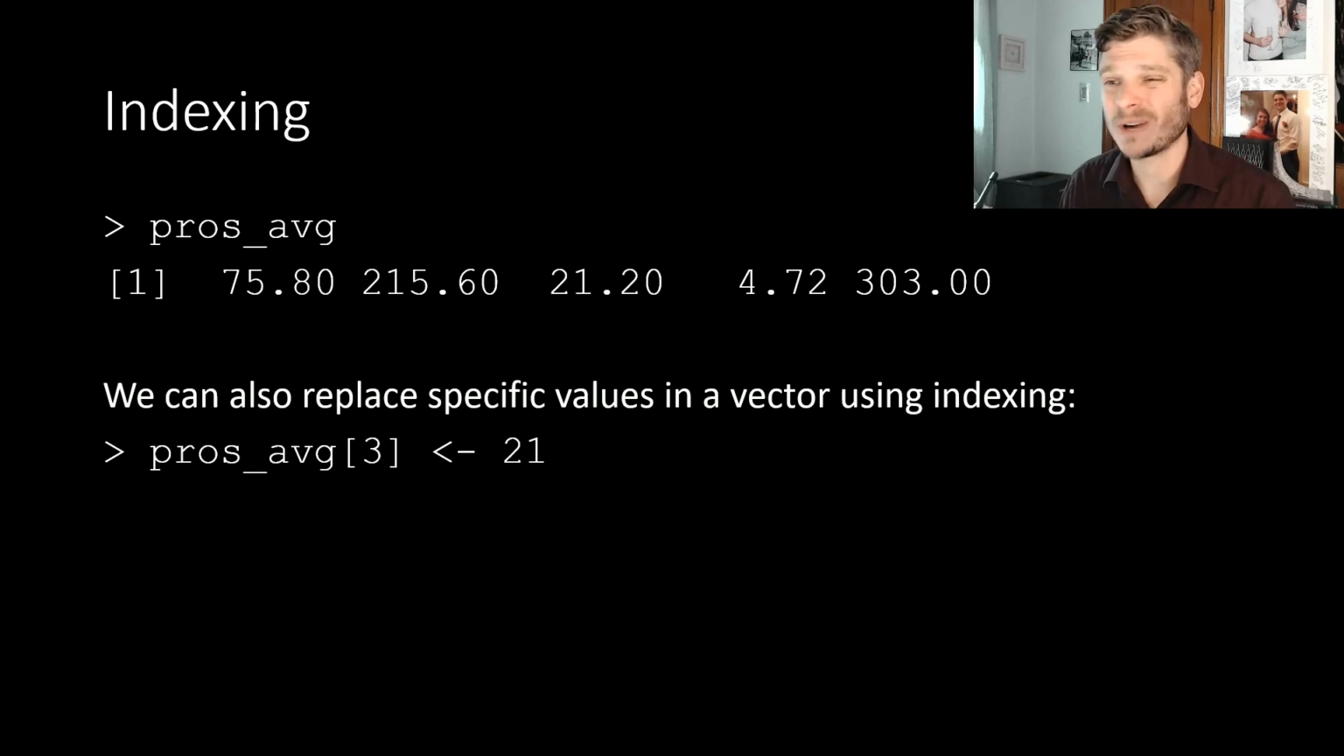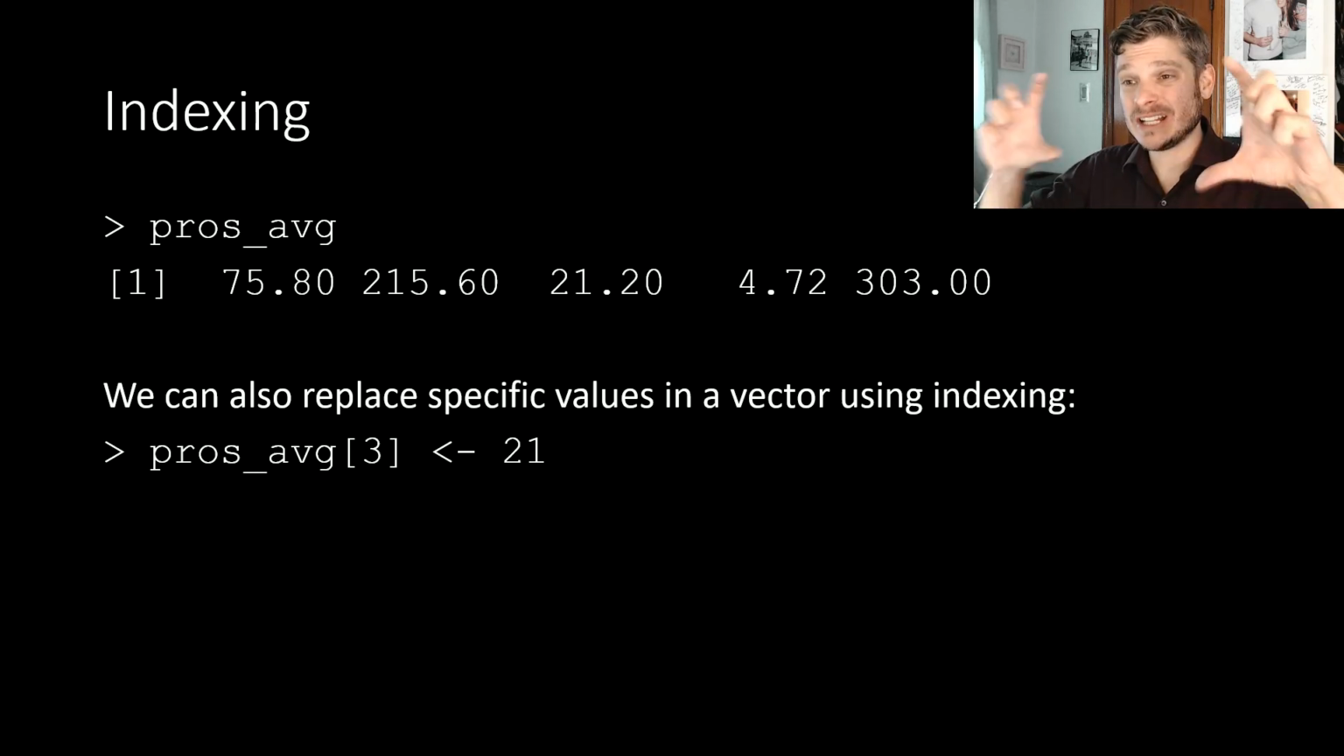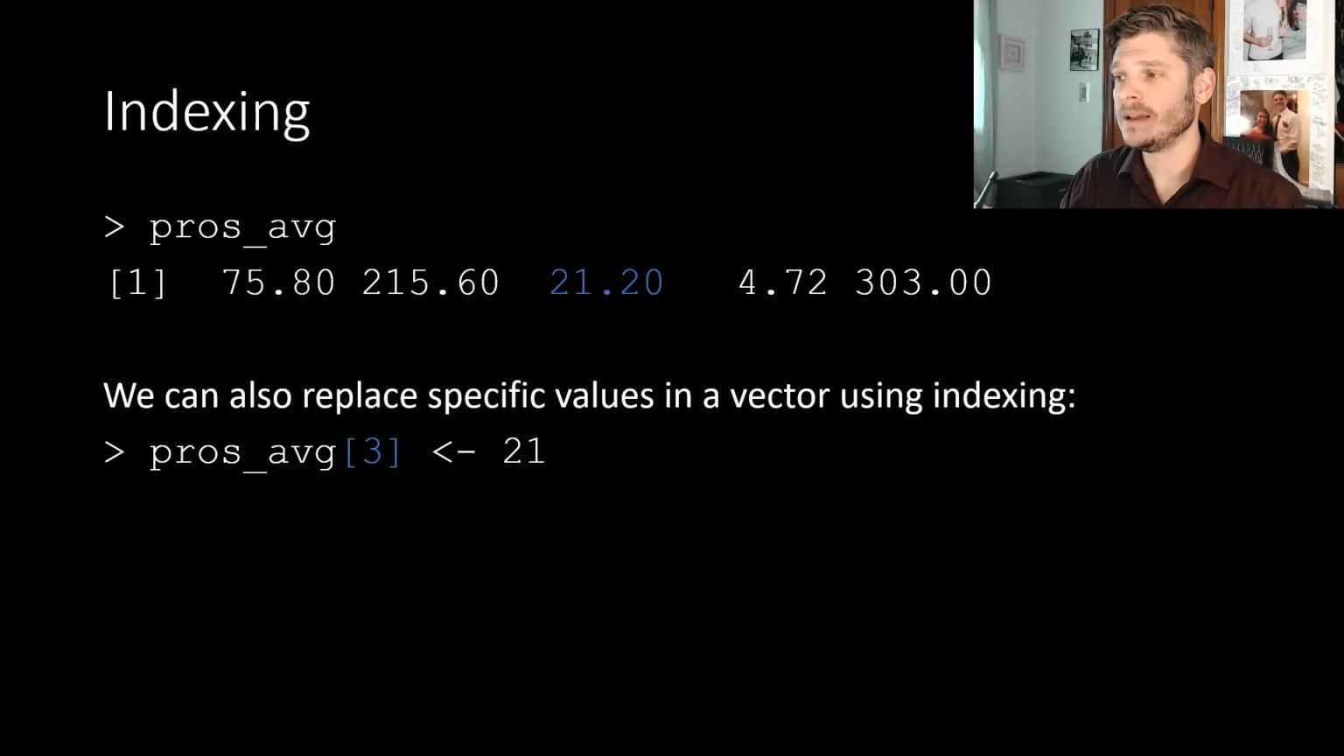I want a whole number. I don't want to add, what's 21.2 years old? That doesn't make any sense to me. We don't talk about ages that way. They're 21. I just want 21. So in pros average, in spot 3, put the number 21. And again, the third one matches up.